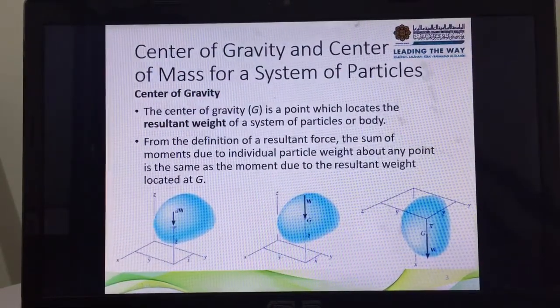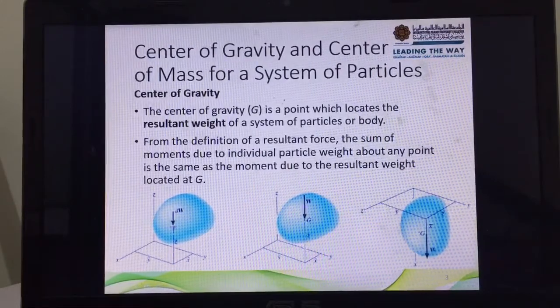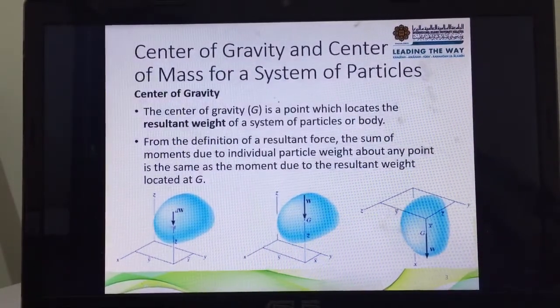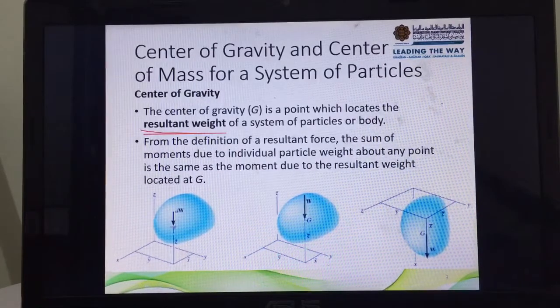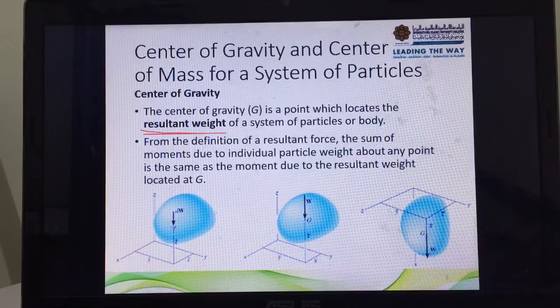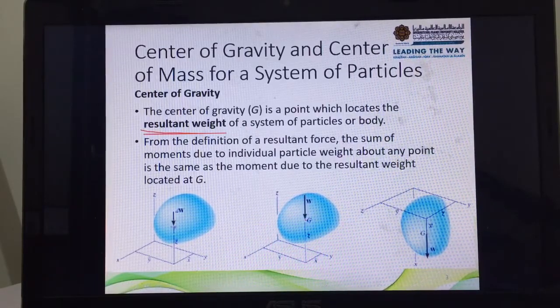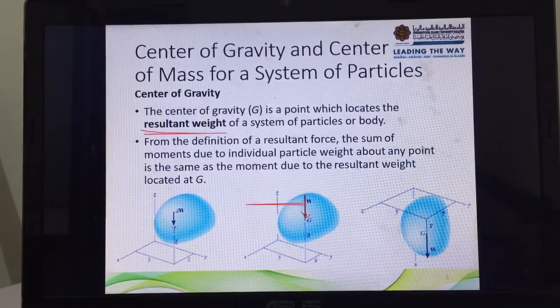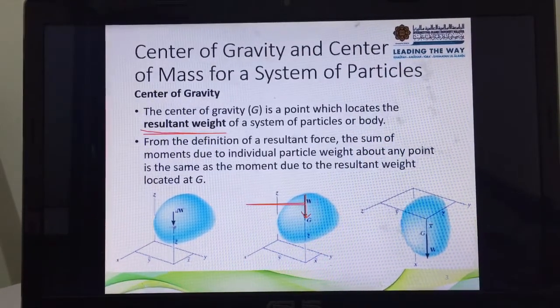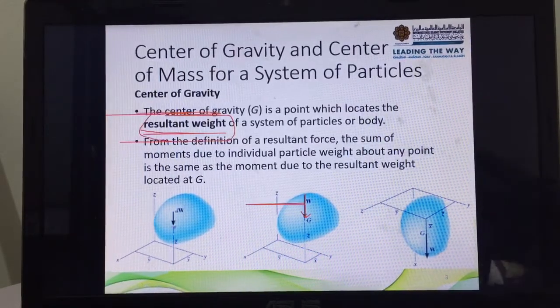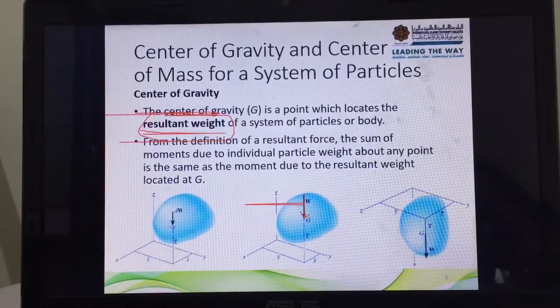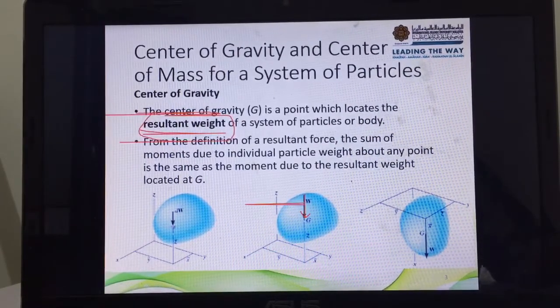Next, center of gravity, simply put, will locate the resultant weight. For instance, if the center of gravity of a body is here, basically the resultant weight will act here. It doesn't mean that the weight will only act here. It means the resultant weight will act on the center of gravity. That's why you need to determine the location of this center of gravity.